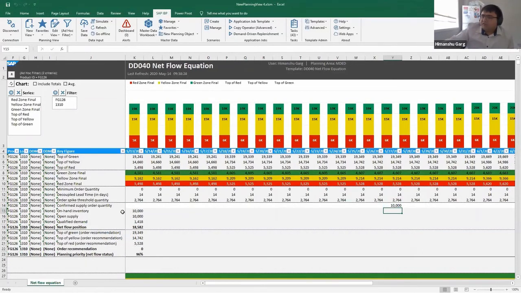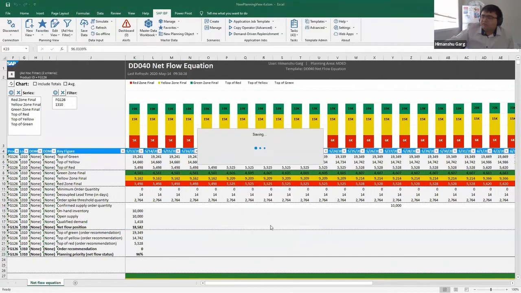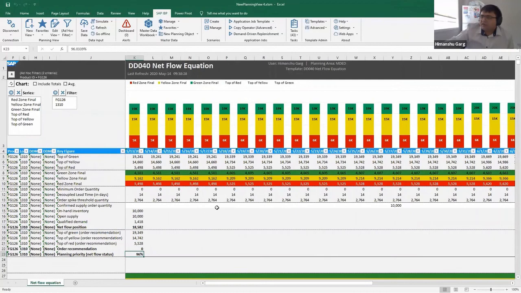So here you can see that open supply is 10,000, which is coming from this number, right? And your net flow position becomes 18,582, which is very close to our top of green value. So that's why the net flow status becomes 96%, because we are very close to our top of the green. A similar set of information is also available. Let me just save this data, and then we'll move on to the fifth view before we move on to dashboards. All right, the data is saved.